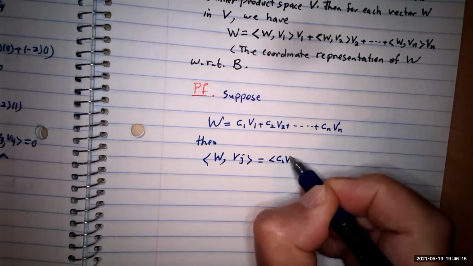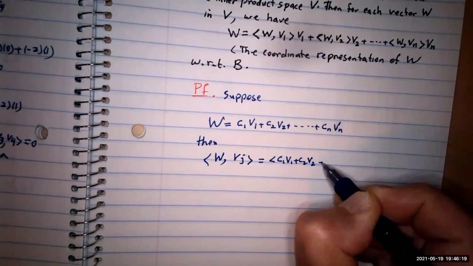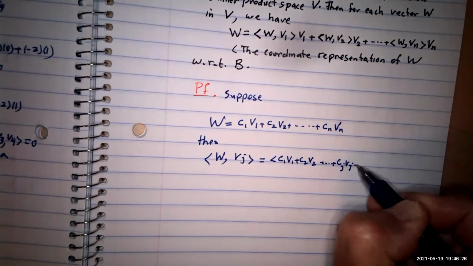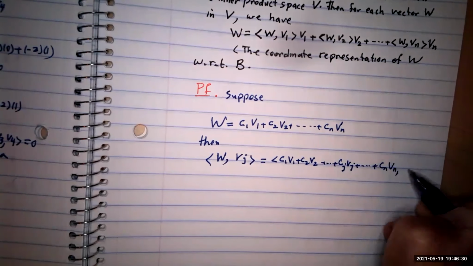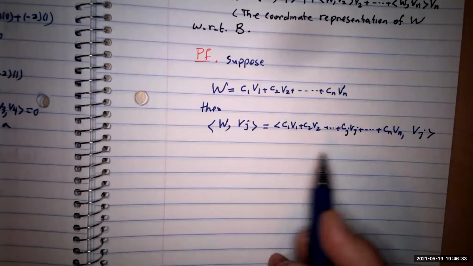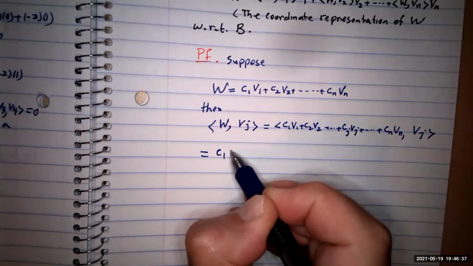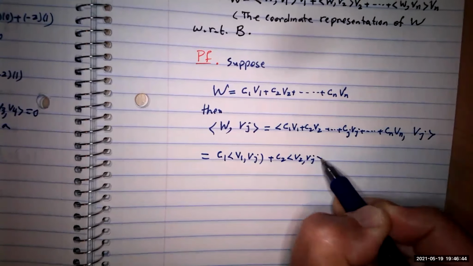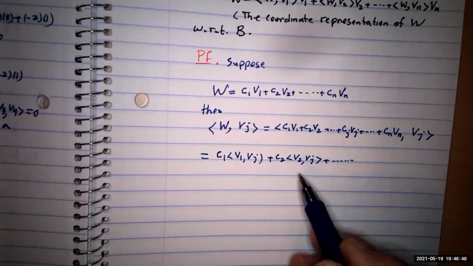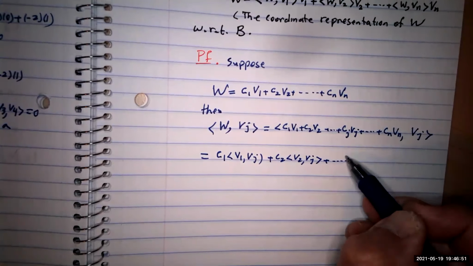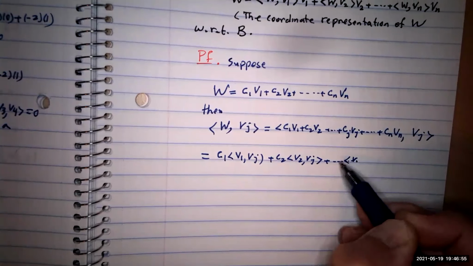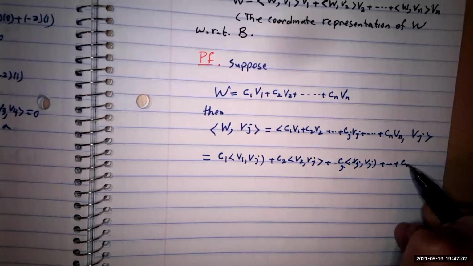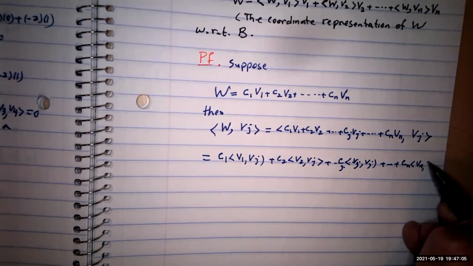If you take the inner product with Vj, what's going to be the result? This is going to be the inner product of C1 V1, C2 V2, and somewhere a Cj Vj, and then you continue to get Cn Vn, with Vj. When you expand it, it's linear, so it's going to be C1 times the inner product of V1 and Vj, plus C2 times the inner product of V2 and Vj, and somewhere over here we get Cj times the inner product of Vj and Vj, and then you continue to Cn times the inner product of Vn and Vj.